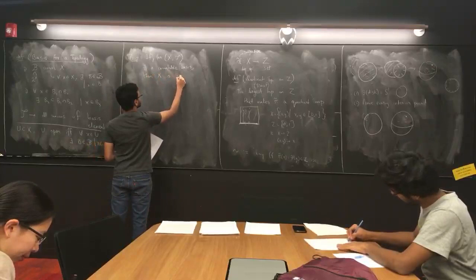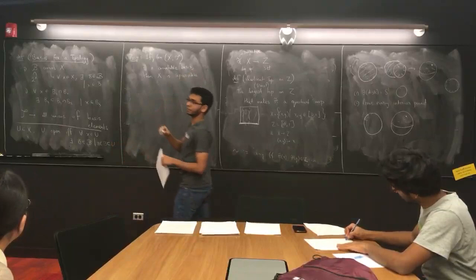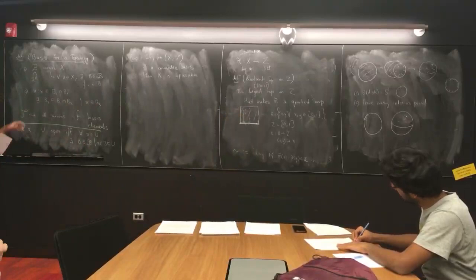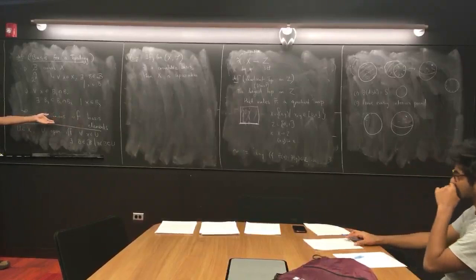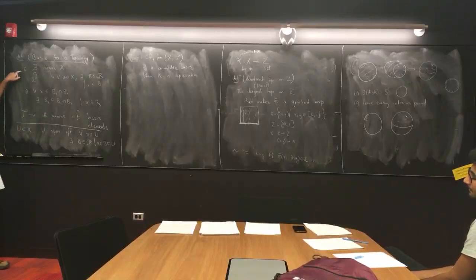Do you have to prove that this is a topology? Yeah, you do have to prove that. It's not trivial, but basically, because you're including all unions, you already have closure under arbitrary unions, but the fact that it's closed under finite intersections comes from the second property, the fact that it covers X. Exercise.